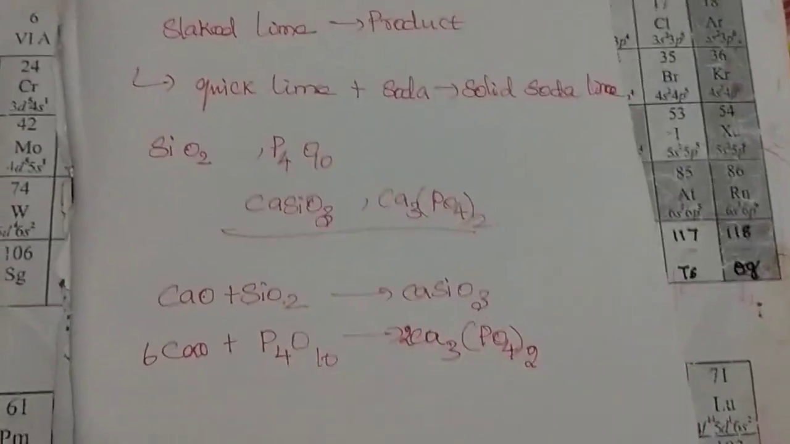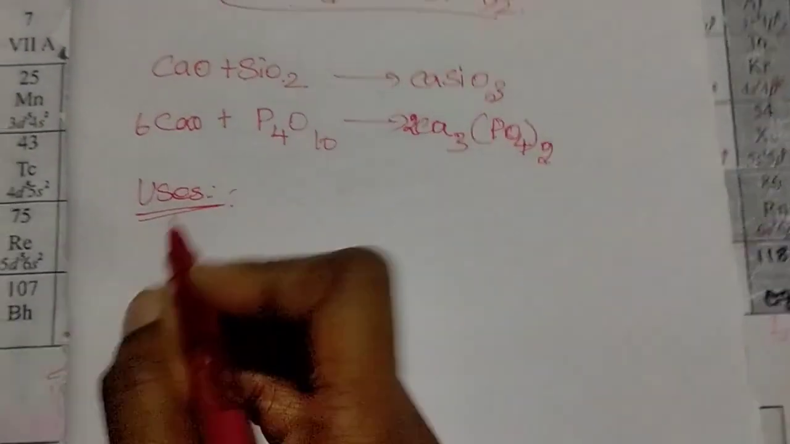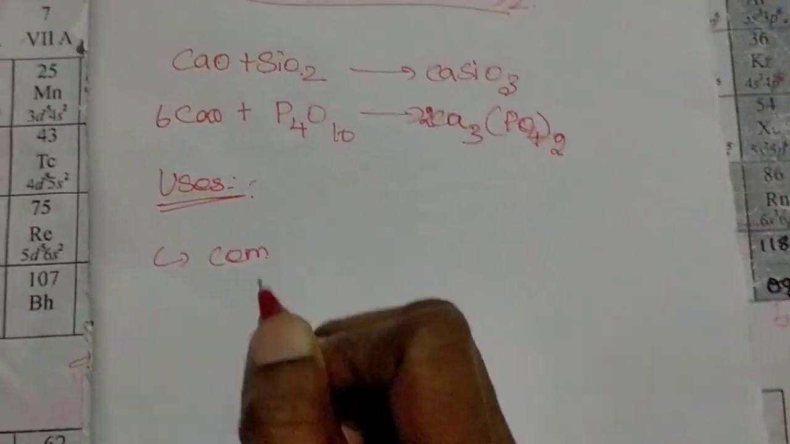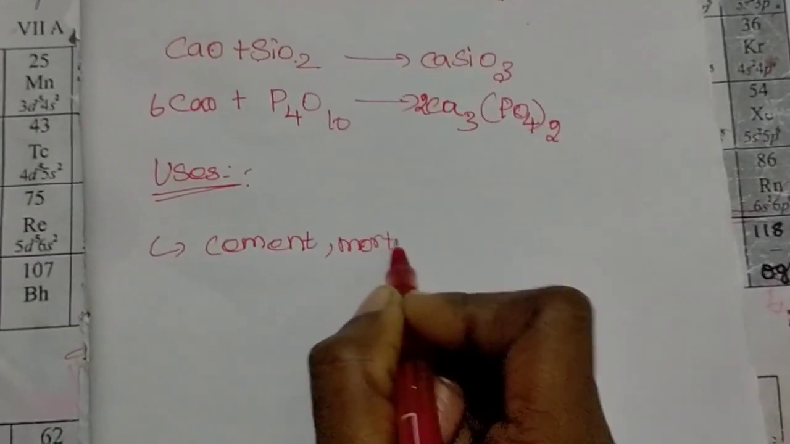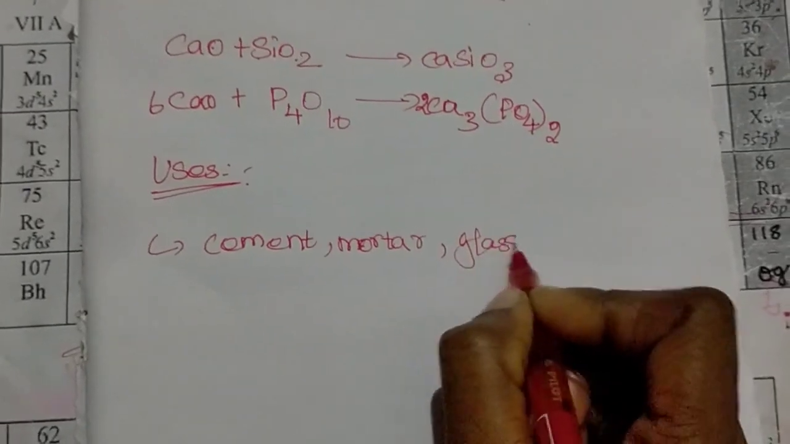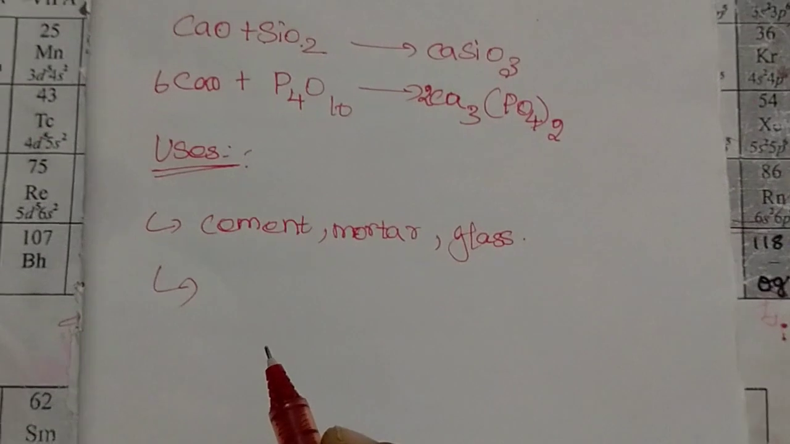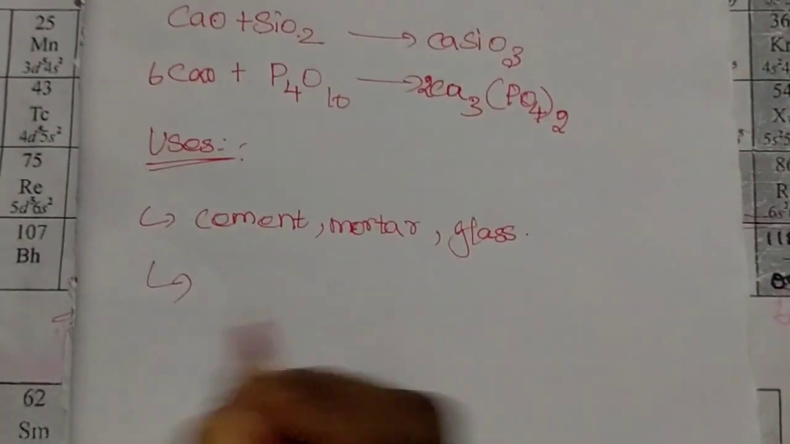Okay, we use this calcium oxide to prepare cement and mortar, and also glasses. The next use, we can use this calcium oxide to manufacture sodium carbonate and slaked lime.